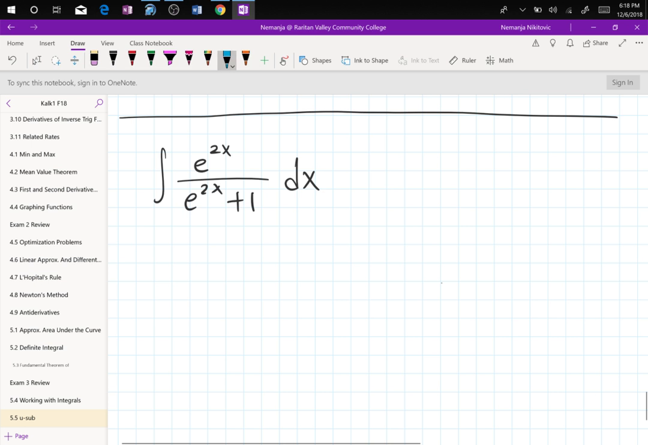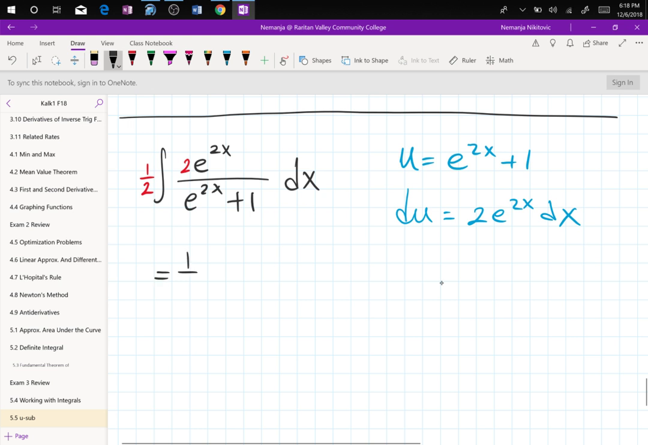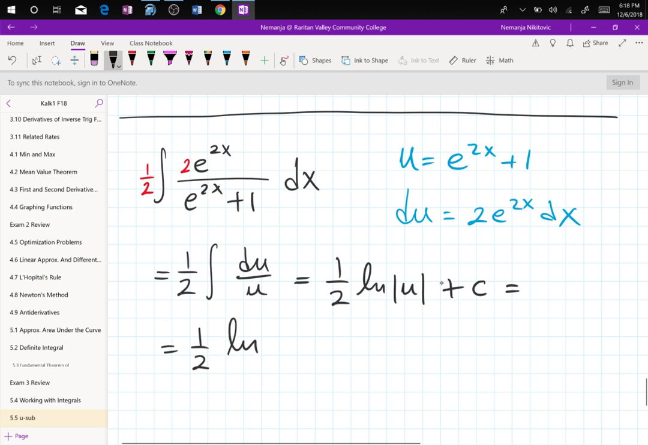So we set the denominator, e to the 2x plus 1, to be u. du is going to be 2e to the 2x dx. We see that we need this 2, so we fix that. And now we have 1/2 the integral of du over u. And that is what? Very good. Plus c at the end. And then we plug back our e to the 2x plus 1, and then plus c. And we call it a day.